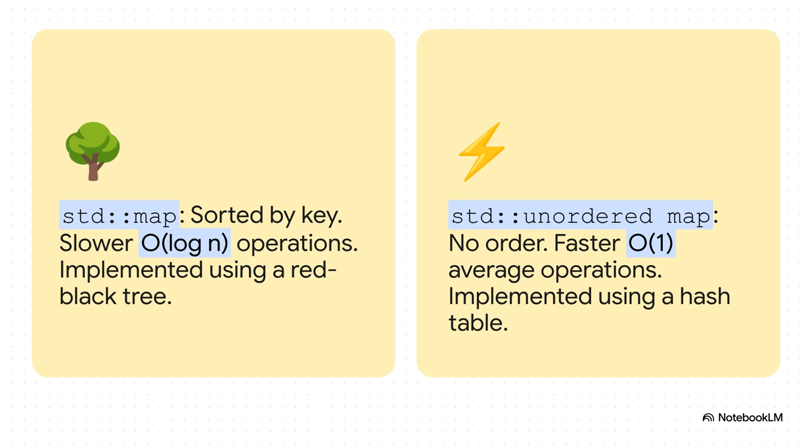But std::unordered_map uses a hash table. It completely gives up on order in a quest for pure speed, and it gets it, giving you constant time, O(1), lookups on average. So the rule is simple: unless you have a really, really good reason to need sorted keys, you want the speed of unordered_map.